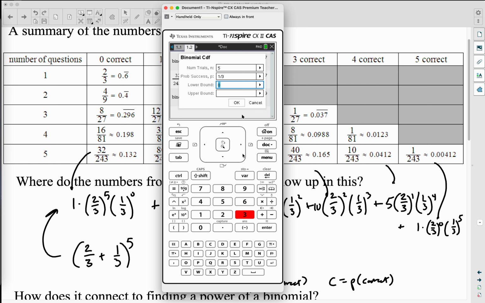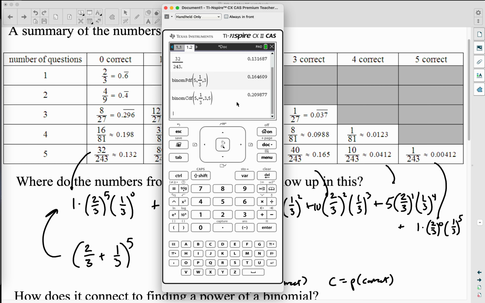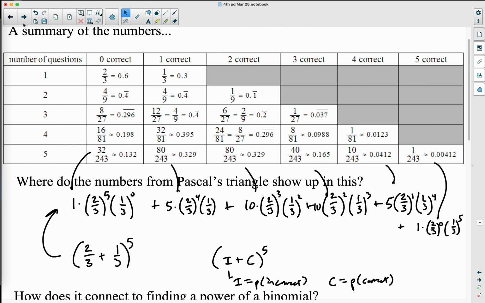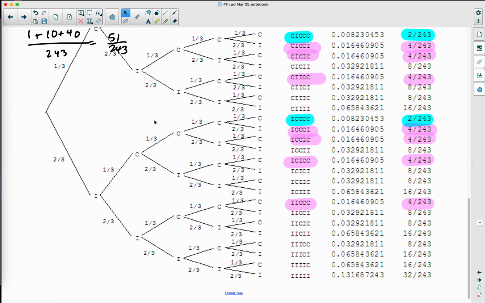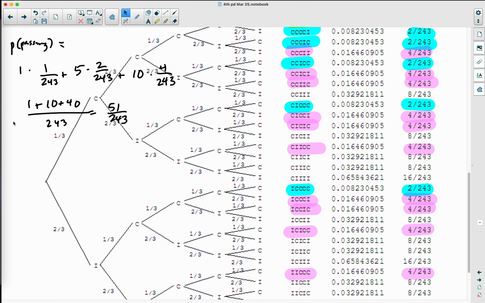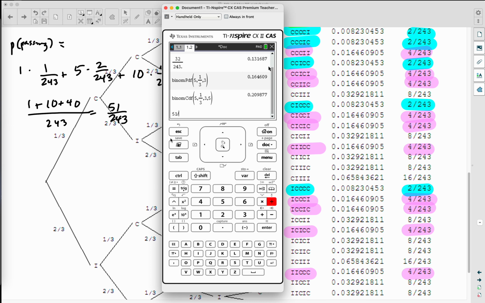Well, I want to get at least 3 right. So that's 3 or 4 or 5. So the upper bound is 5. And then I say okay, and it says 0.209877, or what we figured out in class, what was that? 51 out of 243. There you go, same answer.